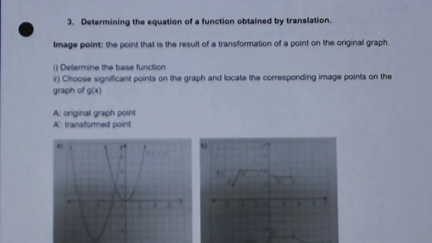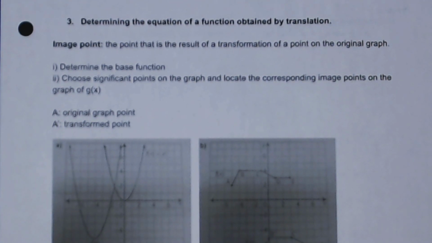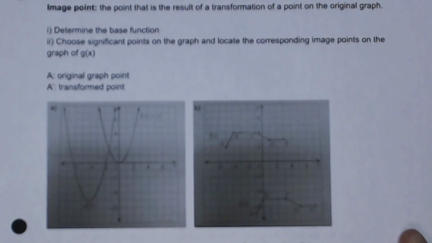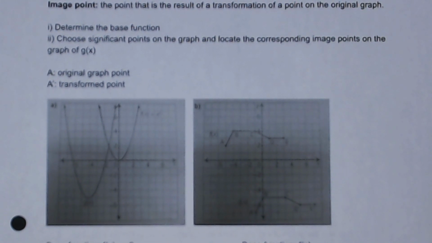The last thing that we can do is determine the equation of a function obtained by translation. We have something called an image point, the point that is the result of the transformation of a point on the original graph. We have a couple of steps. Step number 1 is to determine the base function. Step number 2 is to choose significant points on the graph and locate the corresponding image points on the graph of g of x. What we're doing here is exactly the same as we've done in the last two: we're just looking at how far up or down, or how far left or right, the graph has moved.